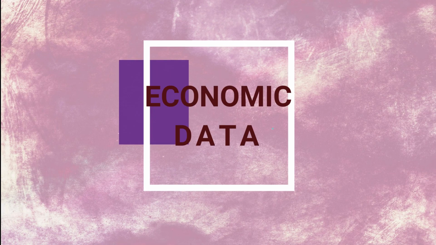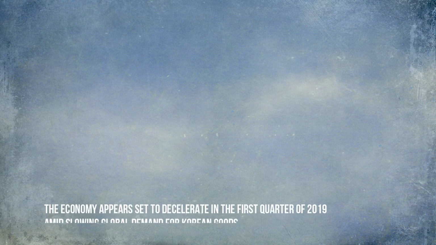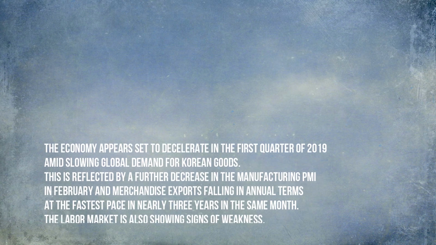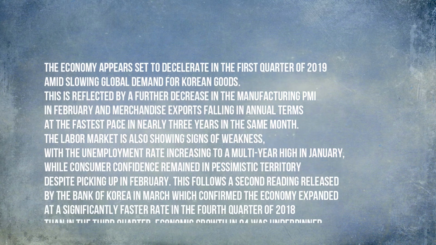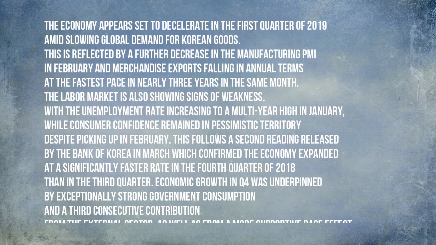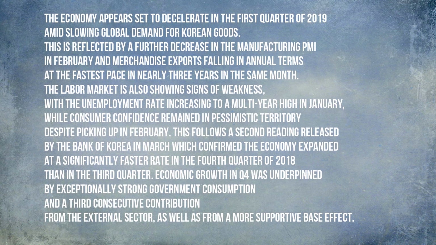Economic data. The economy appears set to decelerate in the first quarter of 2019, amid slowing global demand for Korean goods. This is reflected by a further decrease in the manufacturing PMI in February, and merchandise exports falling in annual terms at the fastest pace in nearly 3 years in the same month.